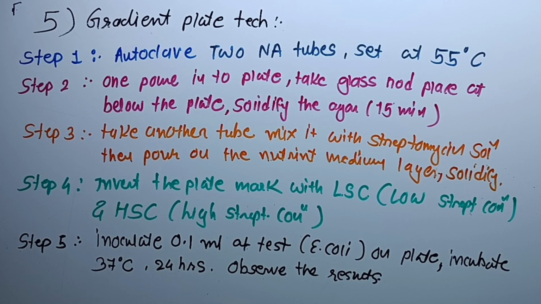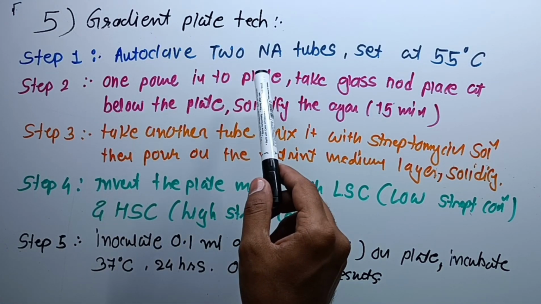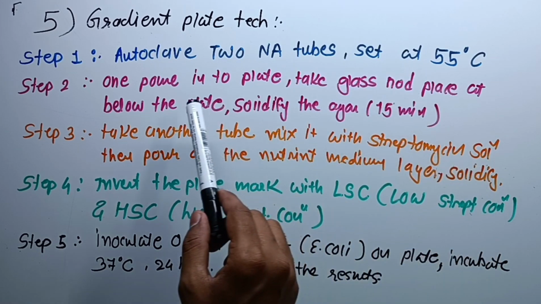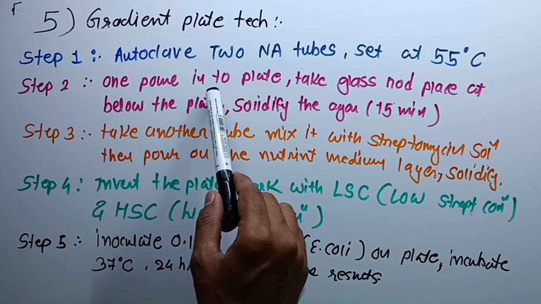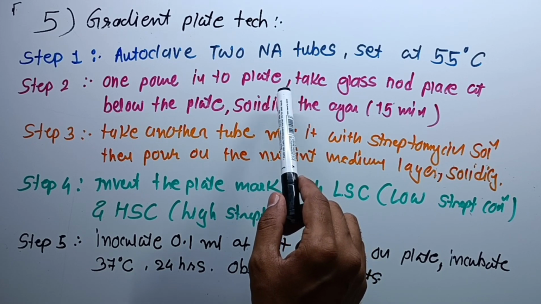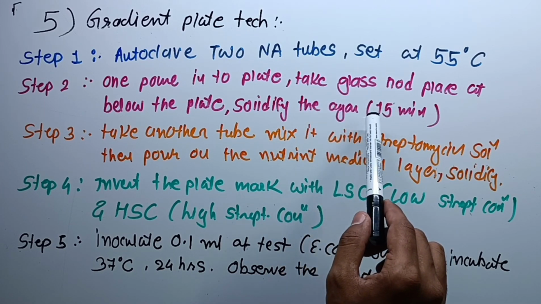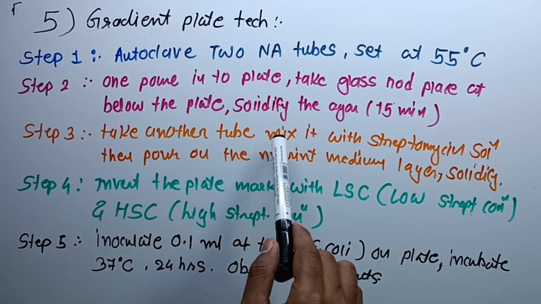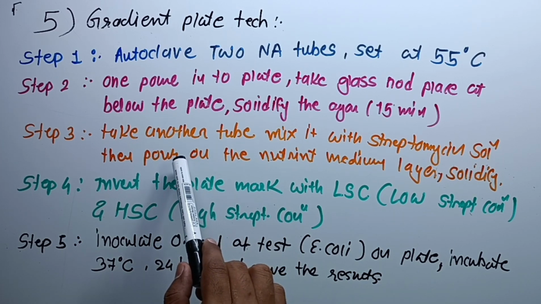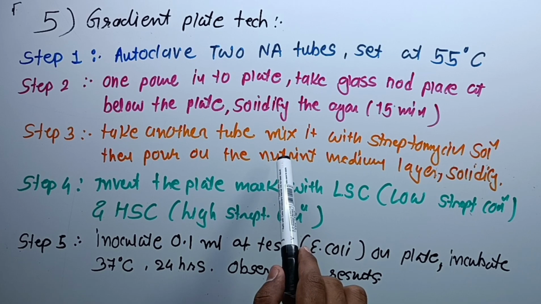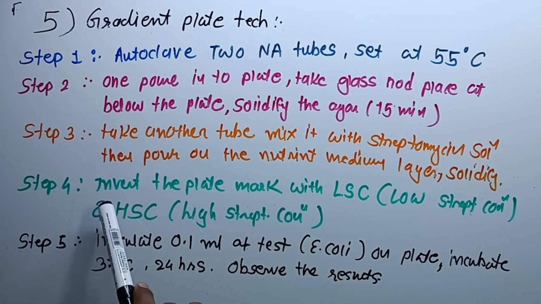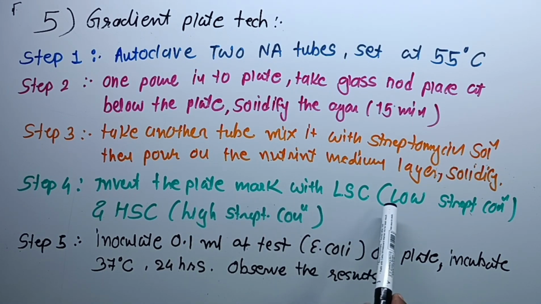Now we'll see the process. There are five steps. First is to autoclave two nutrient agar tubes and set them at 55 degrees centigrade. Then we take out the first tube and pour it into the plate. Then we generate a gradient using a glass rod, setting the glass rod at the bottom of a petri plate and letting it solidify for 50 minutes. Then we take another tube, mix it with streptomycin solution, and pour it with the same procedure onto the bottom layer. Fourth step is marking. We invert the plate and mark it with LSC and HSC. LSC stands for low streptomycin concentration and HSC stands for high streptomycin concentration. Fifth step is inoculation. We take 0.1 ml of test E. coli solution onto the plate and incubate at 37 degrees centigrade for 24 hours.